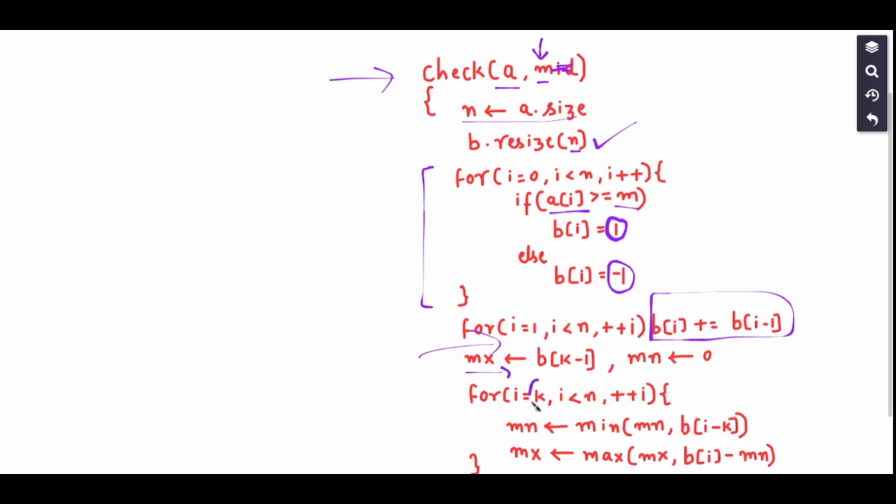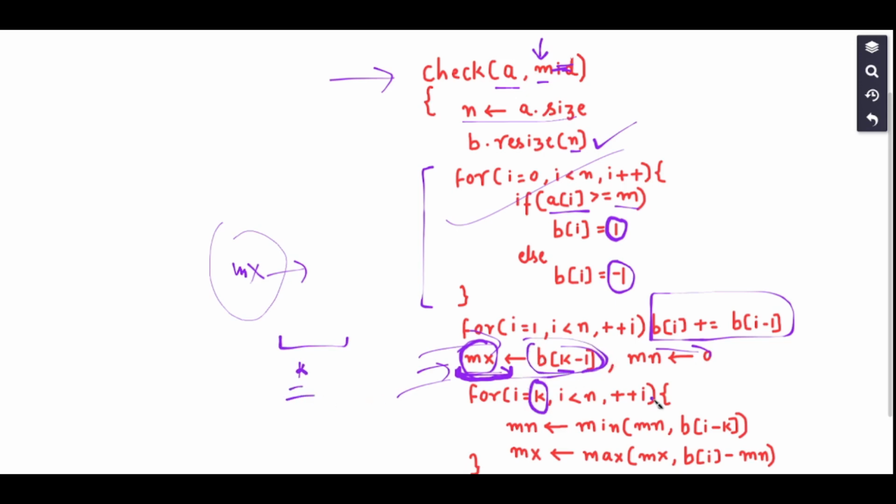Then start iterating from the kth position, and the prefix sum till this position would be B of k minus 1. Now this mx basically represents the maximum sum over any segment of this prefix sum array. This represents the maximum sum which we can achieve over this array B which I prepared here. That's what this mx stores. So for the very first segment of length k, the maximum sum would be B of k minus 1. That's the maximum sum till this position.